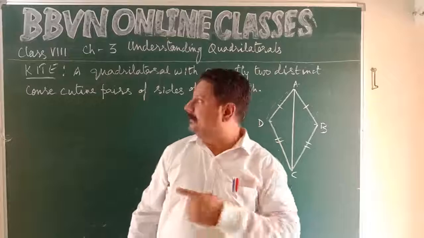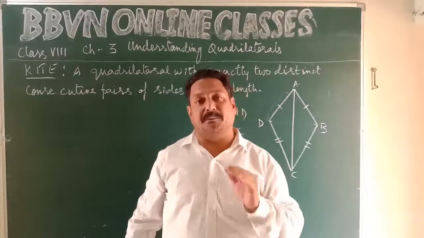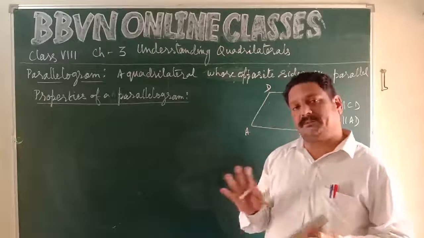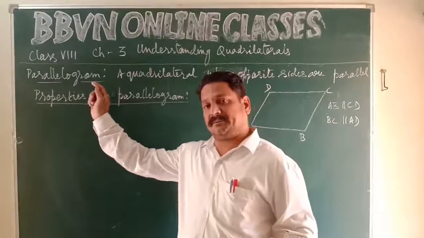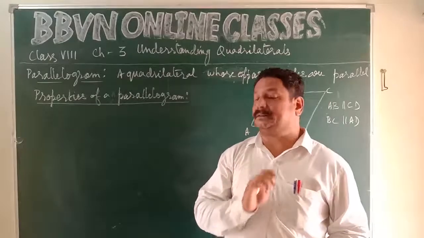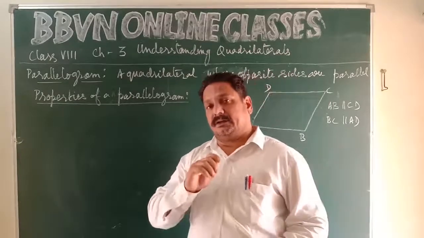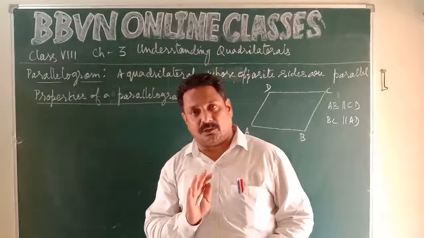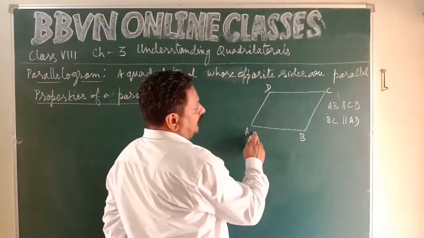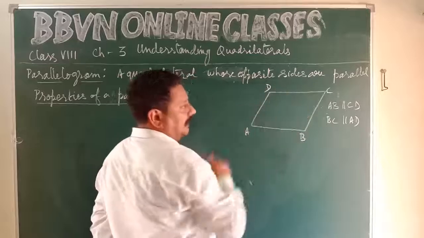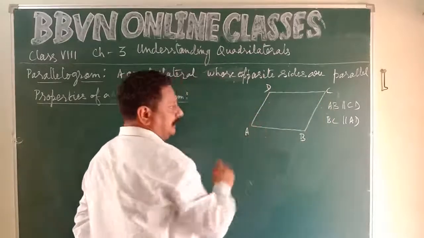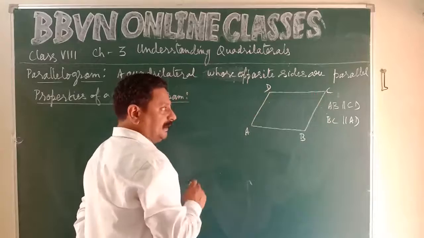Okay, next we will discuss the quadrilateral parallelogram. Okay children, now parallelogram. What is a parallelogram? As the name suggests, a quadrilateral whose opposite sides are parallel. Simple definition, a quadrilateral whose opposite sides are parallel. Now, as you see in the diagram, AB and CD are the opposite sides, so they will be parallel. BC and AD are the opposite sides, they will be parallel.